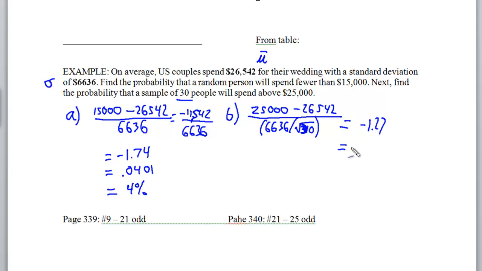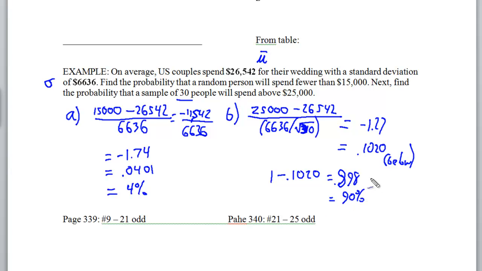And I'll find out that that is going to be on my standard deviation chart about 10%. But remember that on the standard deviation chart, it always talks about below that amount. So if we want to find out what's the chances people will spend above this amount, we have to subtract that score from the 10%, and that makes a total of 0.898, or about 90%.